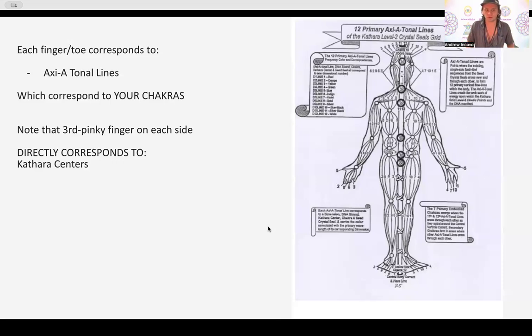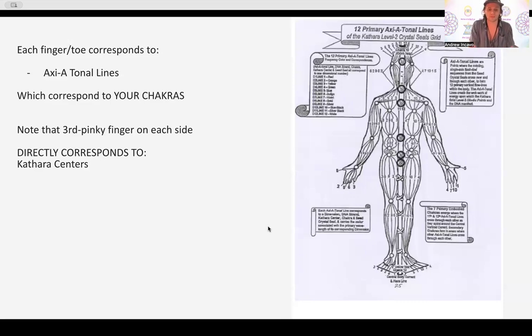It's a mirror stone, if you want to call it that. But I put it on my second finger because my second finger is linked to my Axi-A tonal line 1, aka chakra 1. So I am boosting my core power by putting it on here. If I were to put it on my fourth finger on my left hand, I think this is your wedding ring hand, right? That aligns to your seventh Axi-A tonal line, right?